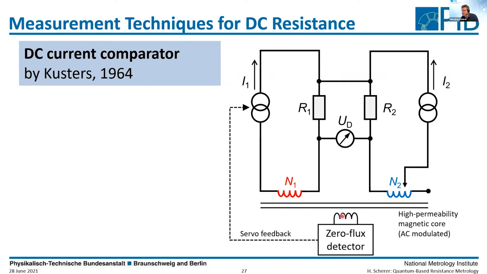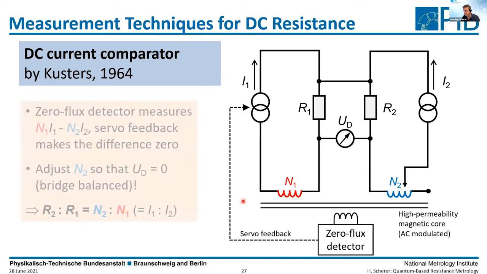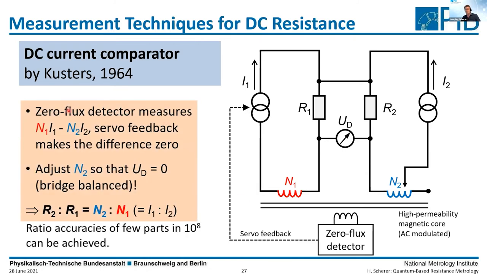And then you measure the difference in the flux with this zero flux detector, which has a servo feedback to one of the current sources. So here, for example, to current source number one. And then after you balance the bridge, you will get a zero flux. So that means the zero flux detector measures the difference of the fluxes in N1 and N2. The servo feedback makes the difference zero.